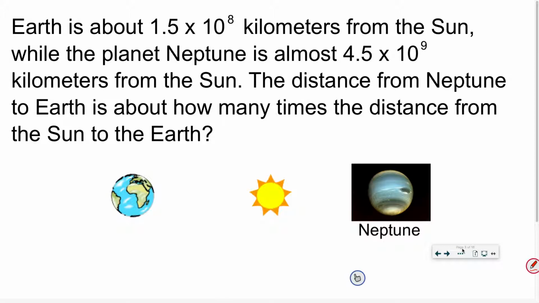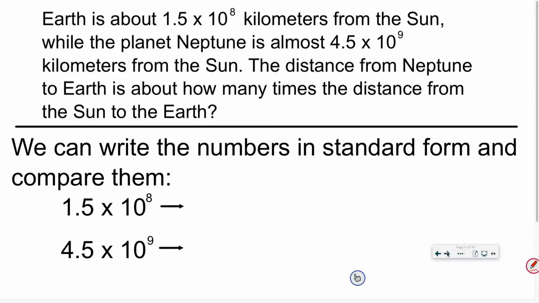So as we look at this word problem, I want you to pay really close attention to this phrase: how many times the distance? And think about another situation where you might be thinking about how do I figure out how many times something is compared to something else. Now, we can break these out.